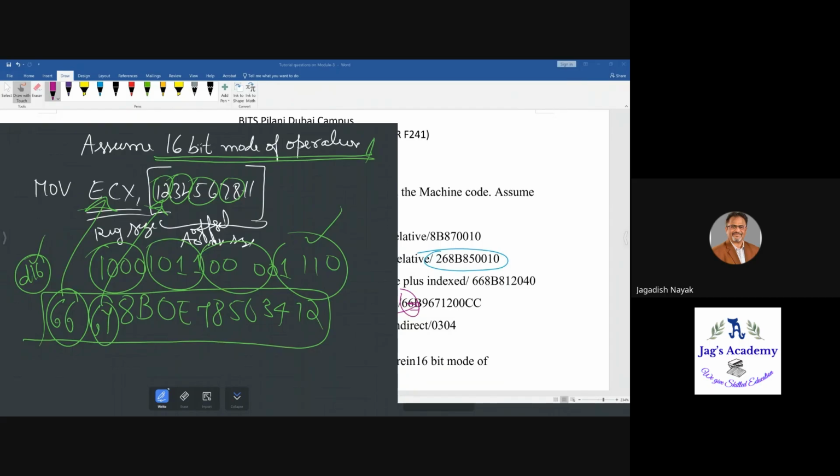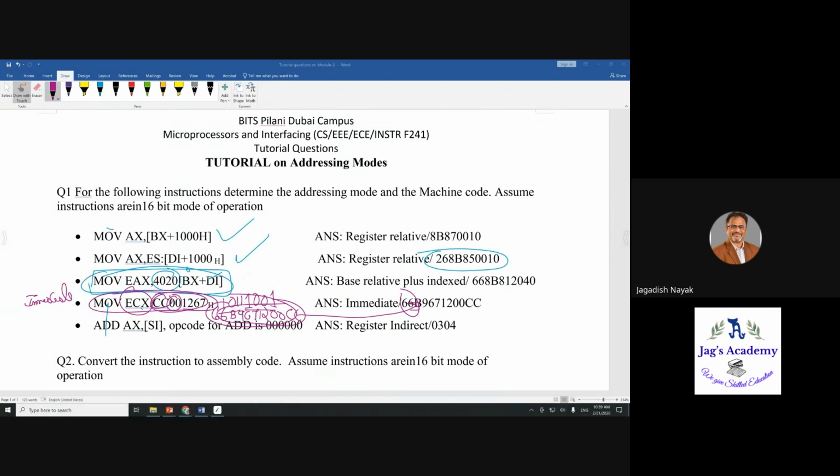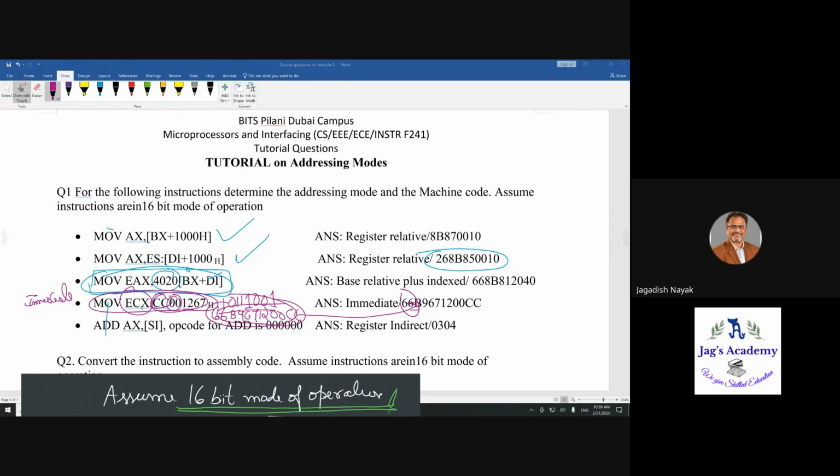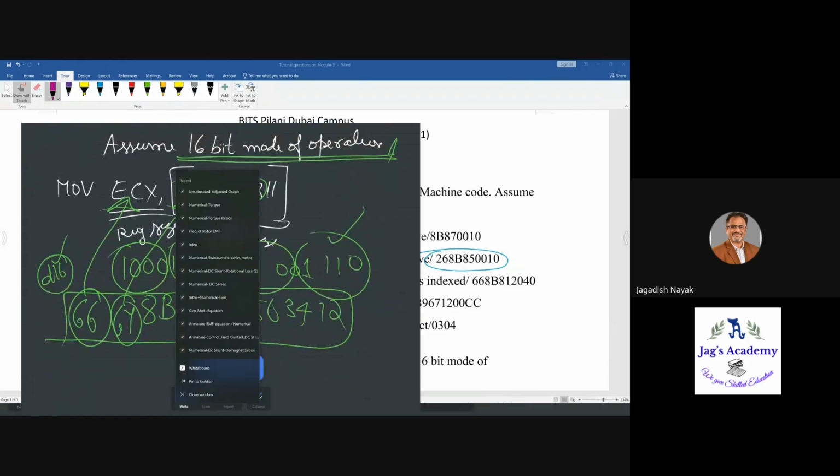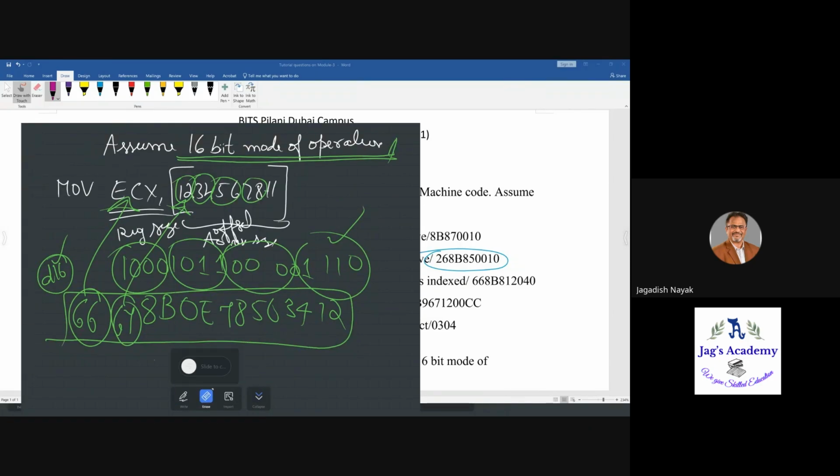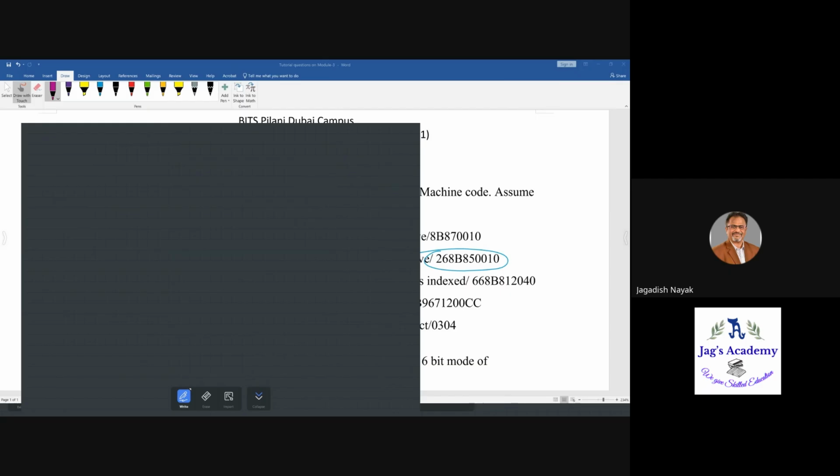Fine. This is the way you have to tackle. Okay, can you do this? Add AX comma SI. It's very easy. Question is: add AX comma SI. What type of addressing mode is this? Indirect addressing mode, right?